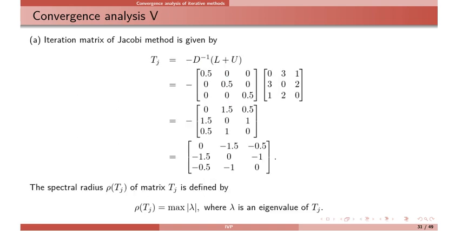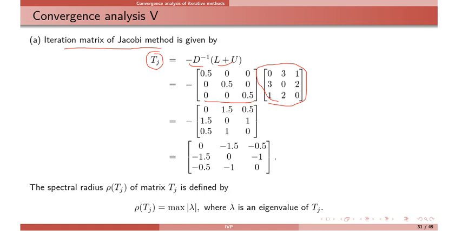So first part of the question, the iteration matrix of Jacobi, that is -D inverse (L plus U). So compute D inverse, this is L plus U. Multiply both and take the negative sign inside if you want. Now compute the eigenvalues of Tj.